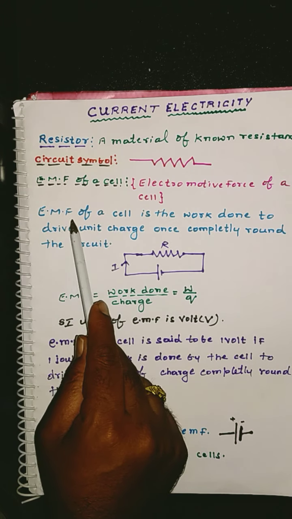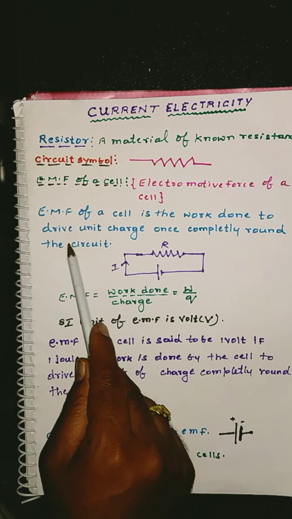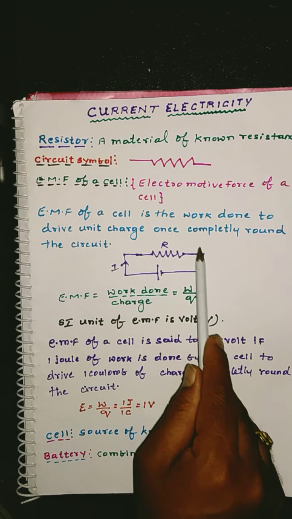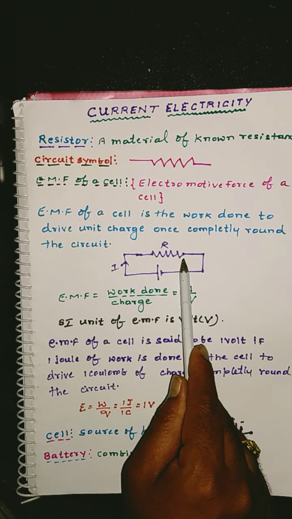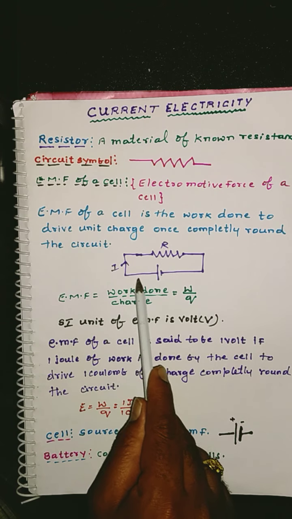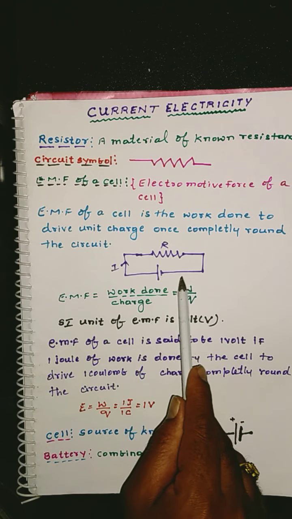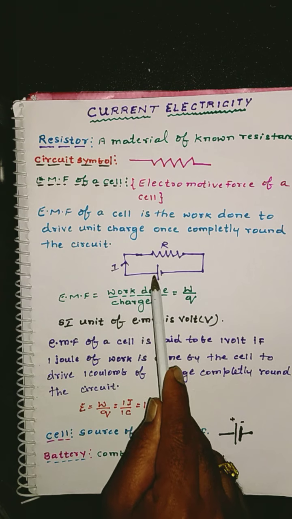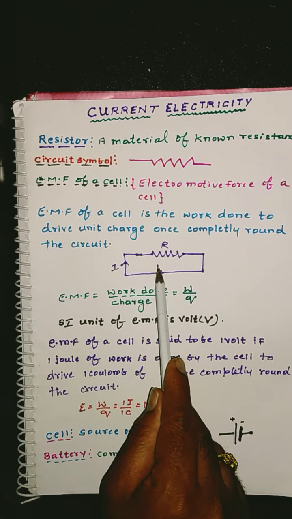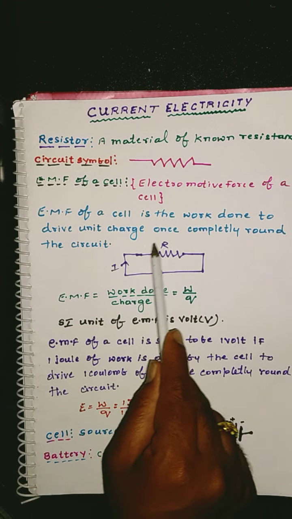So, EMF of a cell, electromotive force of a cell, is the work done to drive unit charge once completely around the circuit. Here you have a cell connected in a circuit. This is what is called the external resistor in the circuit, represented as R. Normally, the external resistor is represented by capital R. Now, when you have connected the cell, it motivates the charges to move through the circuit. That means the cell does some work in moving the charge through the circuit. The work done by the cell to move a unit charge once throughout the circuit.